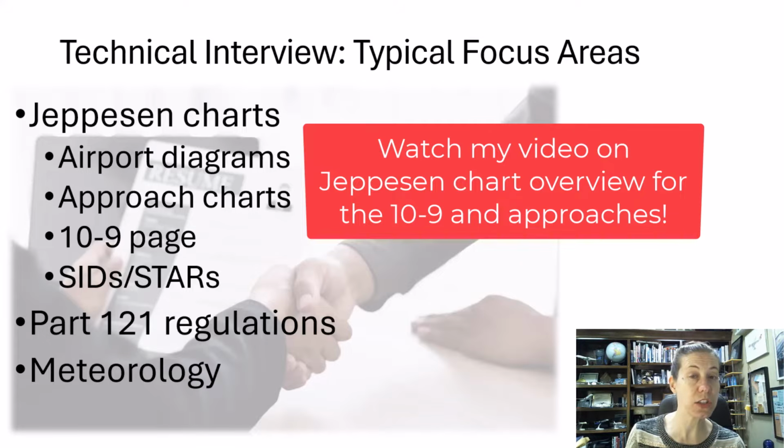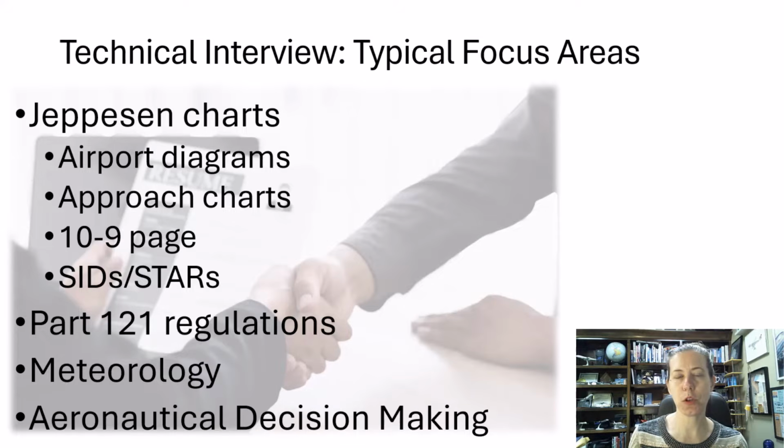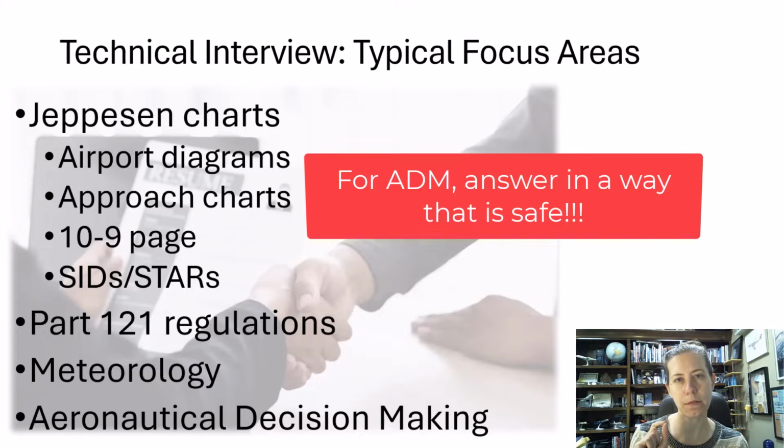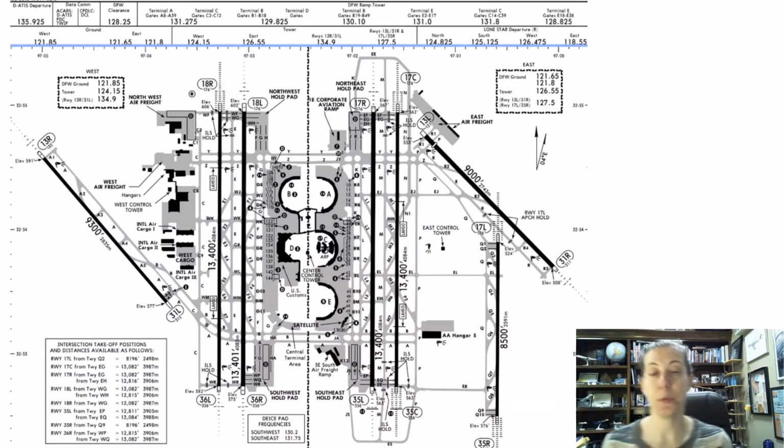Part 121 regulations was a little bit of the things they were asked. There are some meteorology questions, and a few little questions on aeronautical decision making. So key for that, pick the safest answer. Think about what they're asking and pick the safest type of option that is in line with what you would expect for how you need to behave as an airline pilot. I really want to focus and dive in on the airport diagram things first.